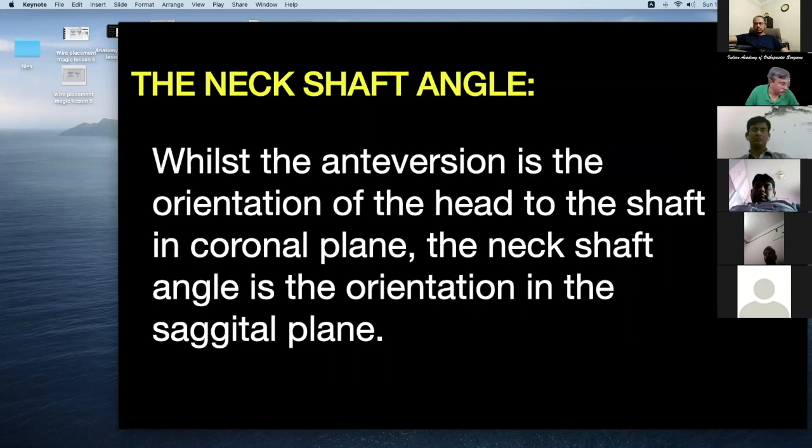The neck shaft angle. That is very simple to understand. That is your neck and that is your shaft. So whatever is the angle between the long axis of the shaft and the long axis of the neck is the neck shaft angle in the coronal plane.